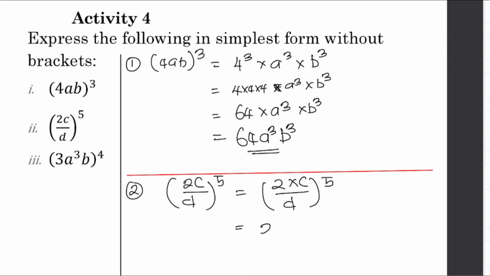So that will be 2 raised to power 5 times c raised to power 5 all over d raised to power 5, okay. 2 raised to power 5, that will be 32, right? And that will be 32c^5 all over d^5. So c and d are unlike terms with 32, so you leave the answer like that. So now pause the video and answer the third question, and then let's solve it together.